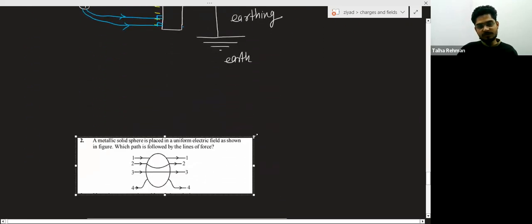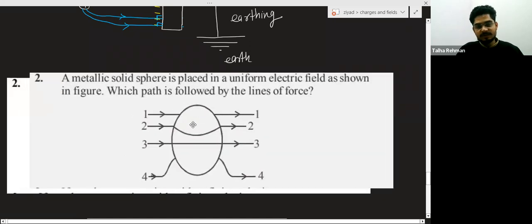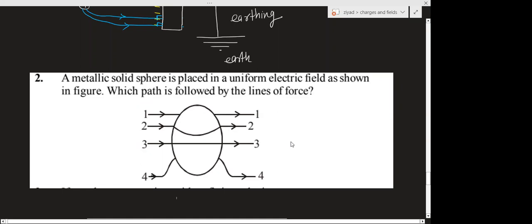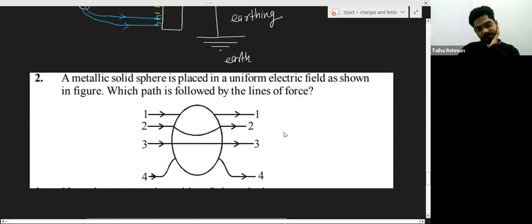This is the question that came in your board exam, I think. A metallic solid sphere is placed in a uniform electric field as shown in the figure. Which path is followed by the lines of force? So can anyone tell me, Matthew, Nafisa? Matthew and Nafisa. 4, right? Correct. But why not 2 and 3?